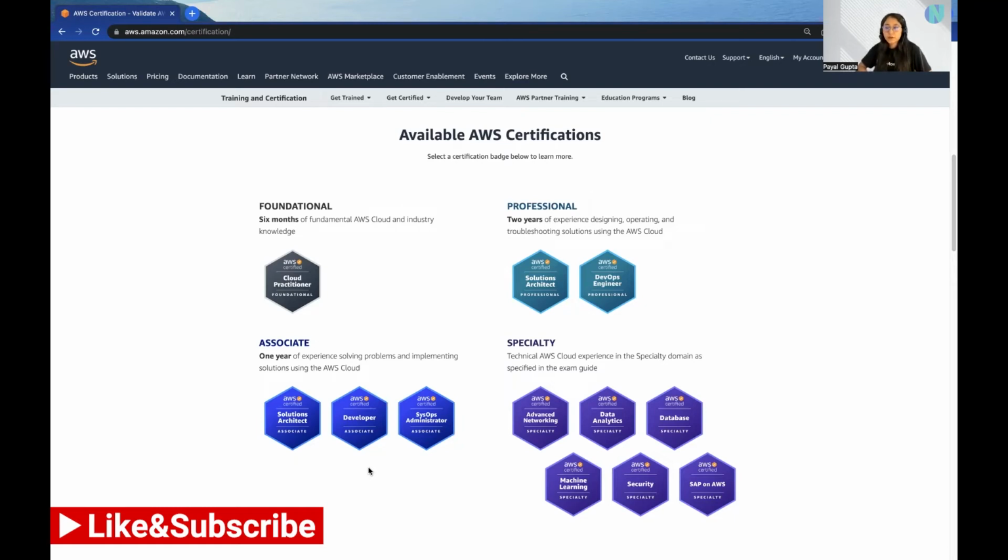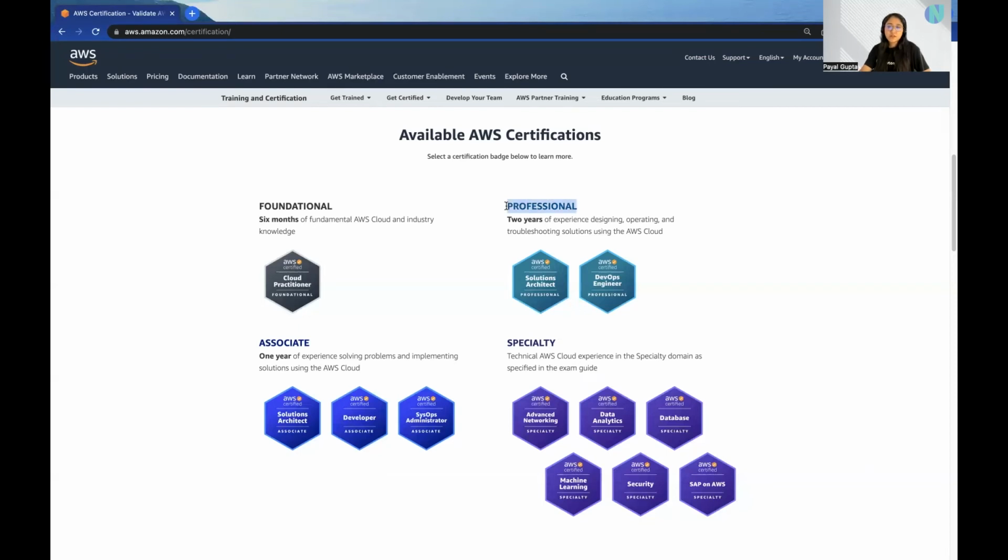Next is the SysOps Admin. SysOps Admin is basically about those individuals who have experience in managing and operating the workloads on AWS. So if you are someone who is implementing security, best security policies or compliance requirements, then you should go for SysOps Admin Associate. Next comes the professional level exams.